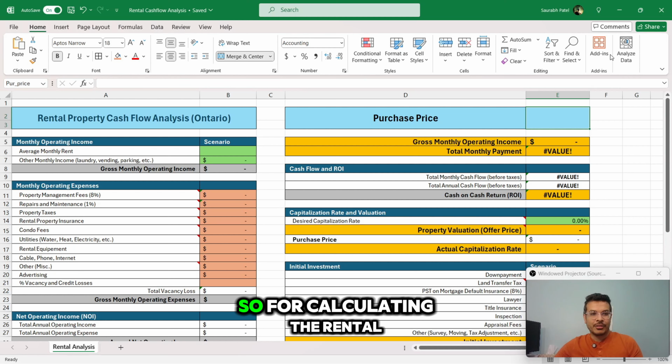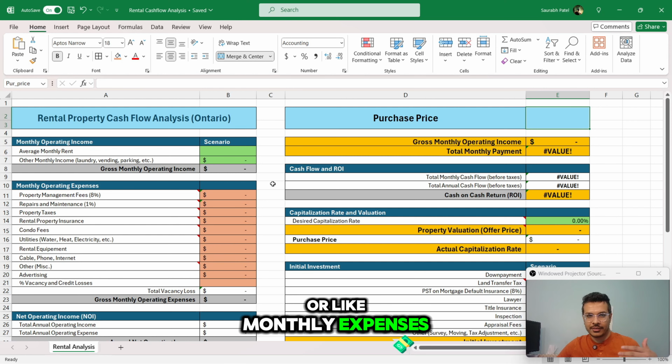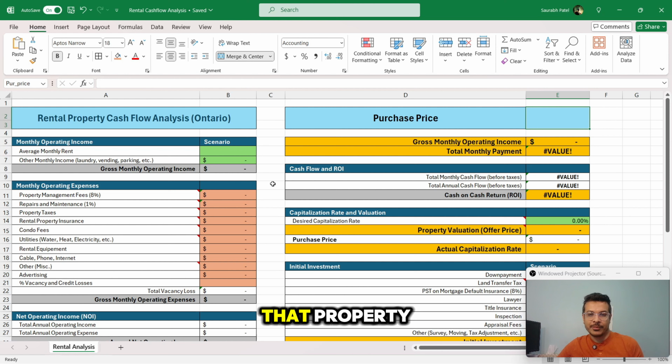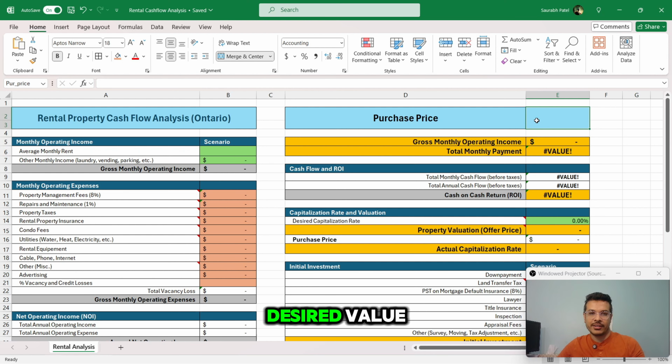So for calculating the rental cash flow, I have created a custom sheet on which you can enter the different values like monthly expenses, monthly income that you are getting from the property and other things. And you can get to know what is the cap rate of that property, what is the return on investment on that particular property, and so forth. So let's just start with this sheet and I will explain the different terms and what are the details that you need to fill in to get the desired value.